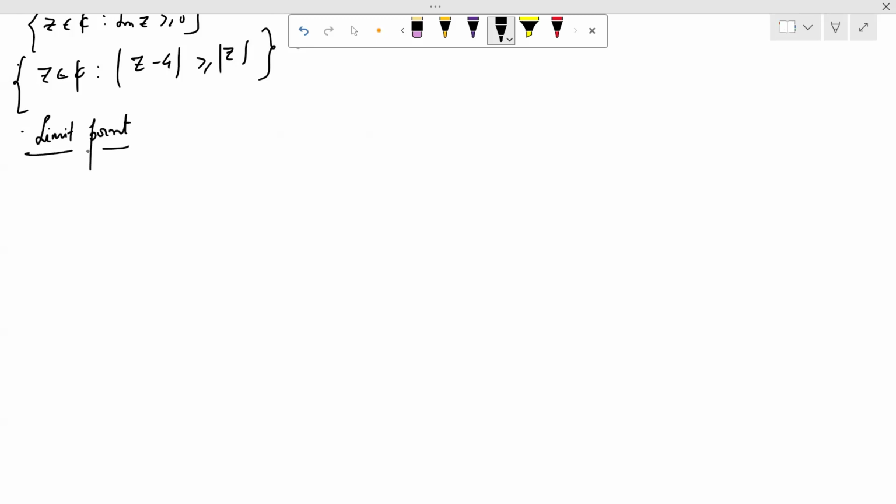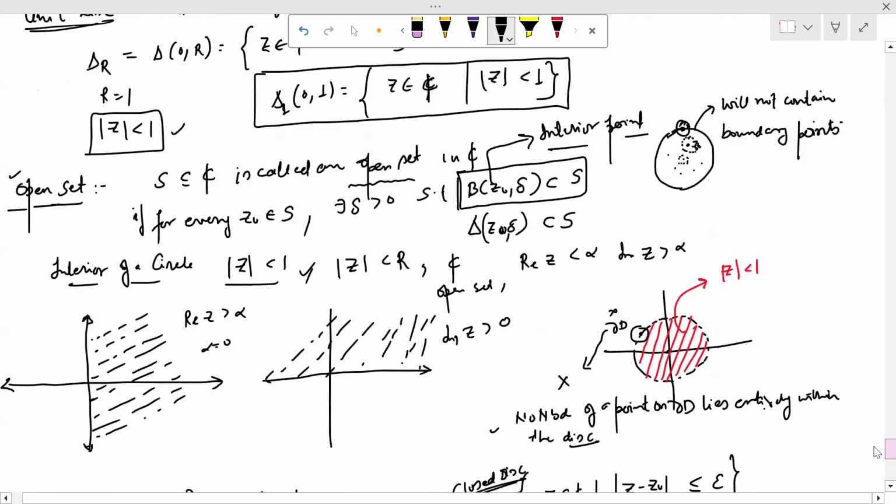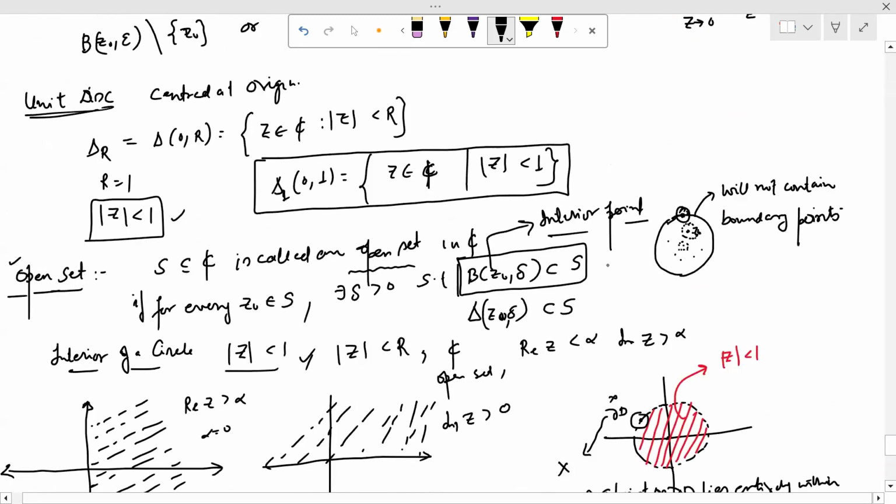Let us first define what is a limit point. If I'm saying that z naught is a limit point, then every neighborhood of z naught, I'm now saying every, I'm not saying any neighborhood. Earlier when I was defining an open set, I was saying that if a set is open, then there must be some neighborhood of all the elements of set S contained in set S. Now here I was saying any neighborhood. Any neighborhood means some specific neighborhood would do. But the point is this: this neighborhood must be contained in the set itself.